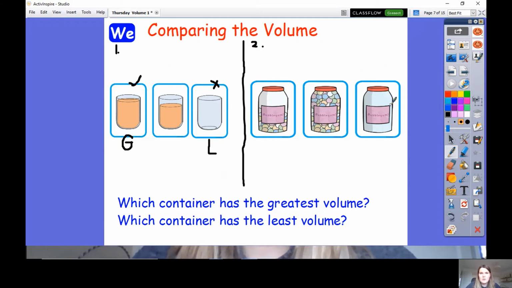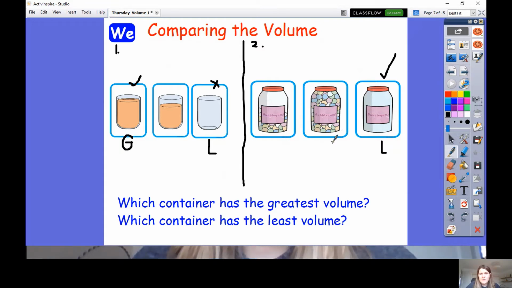Okay, which has got the least volume? Well done. It is the almost empty. It is the empty one. Why is it the empty one? Because there's nothing in it, so there's nothing to compare volume on. Which has got the greatest then? I think it's this one. It's not that one. How do you know it's not that one?